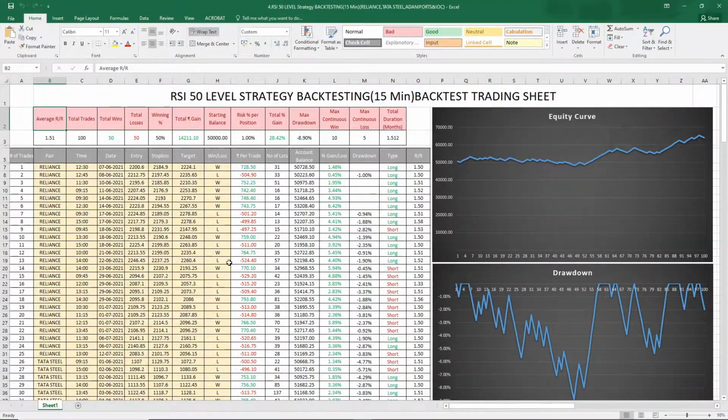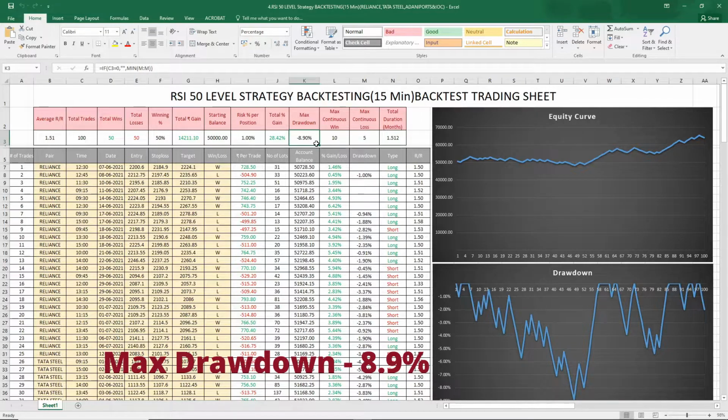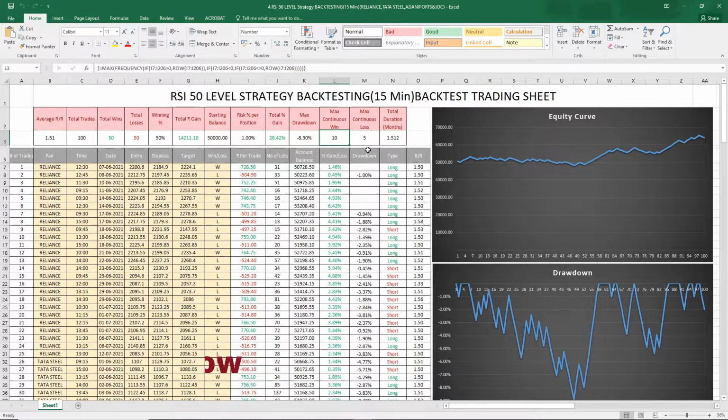So the tests are over. As you can see, the total number of trades was 100, out of which 50 were wins and 50 were losses. Winning percentage was 50%. Total gain in the account was 28.42%. Max drawdown was minus 8.9%. You can also see the equity curve and max drawdown curve. Consecutive wins in a row were 10 and consecutive losses in a row were 5. Total duration of the test was 1.5 months.